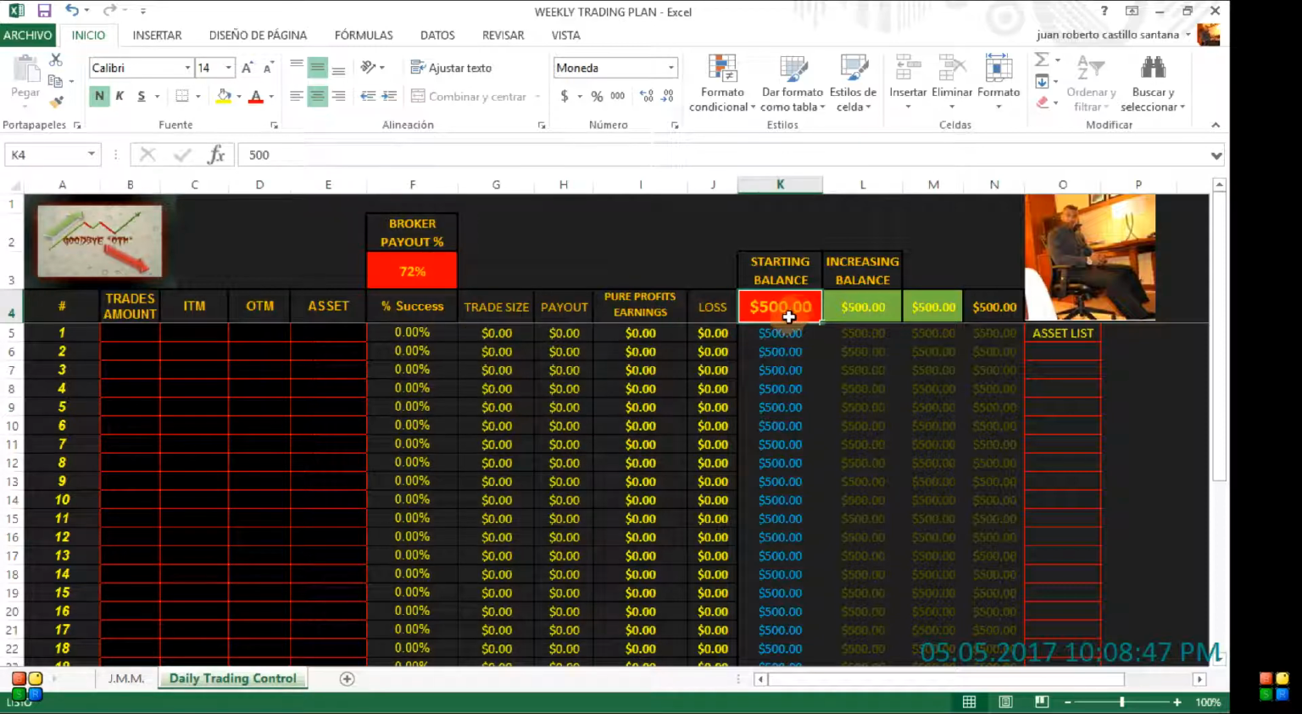So let's say that we start with a $500 balance. We're going to put the $500 balance right there, and we're going to keep this at 72. This is the broker payout. Let's say that we have a 72 broker payout.